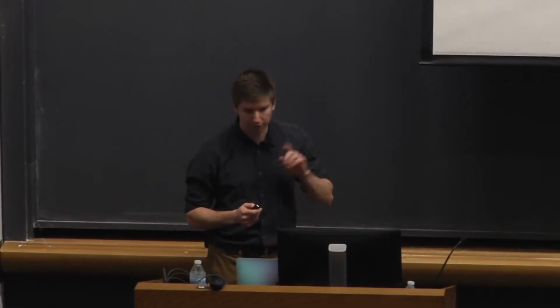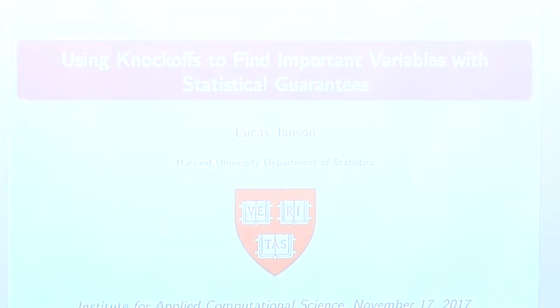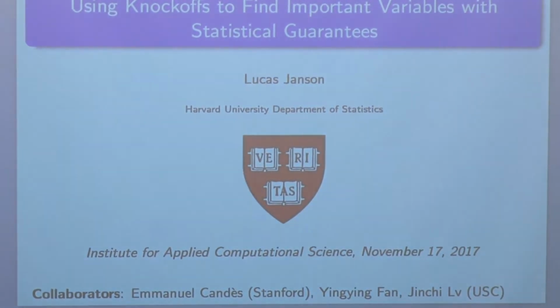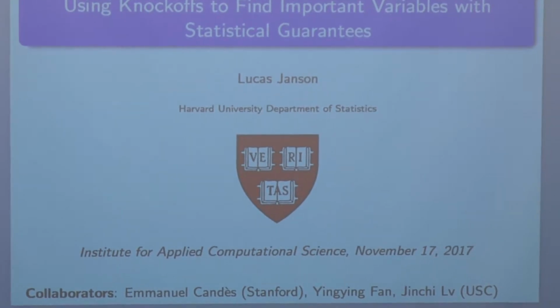Okay, so I'm going to talk today about doing variable selection, especially in high dimensional and nonlinear models, which means I want to find important variables for determining some outcome of interest. And I should definitely say that this is joint work with my advisor from Stanford and two collaborators, Yingying Fan and Jinchi Liu at USC Marshall.